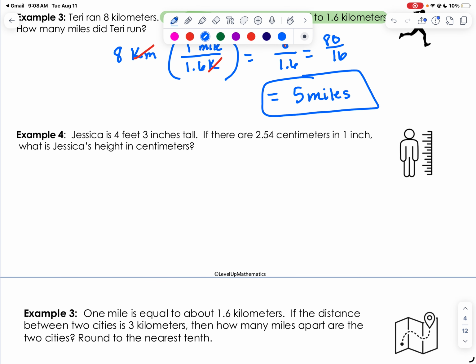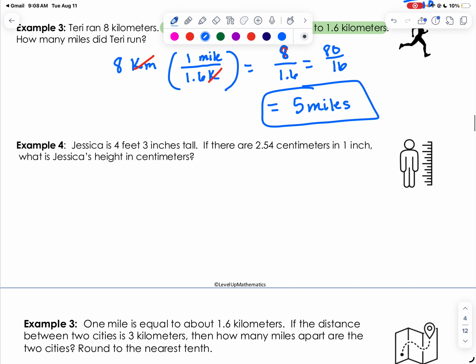What is Jessica's height in centimeters? So our unit rate is comparing 2.5 centimeters in 1 inch. So we're comparing centimeters and inches. But notice our given information is feet and inches. So I want to convert that to all inches. So there are 12 inches in 1 foot.